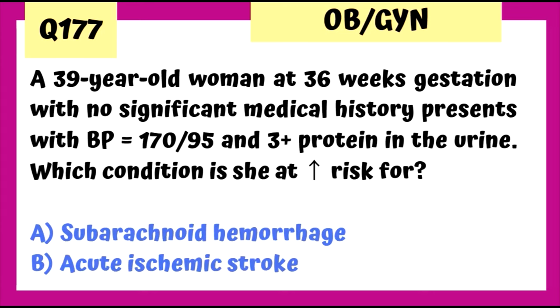Question 177, a 39-year-old woman at 36 weeks gestation with no significant medical history presents with blood pressure that's very high and urine protein. Which condition is she at risk for? So preeclampsia is a risk for acute ischemic stroke. Preeclampsia is a risk for acute ischemic stroke.